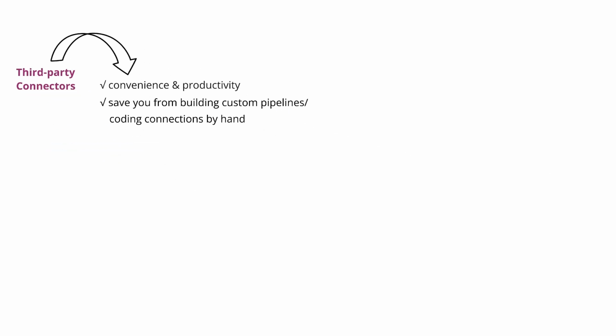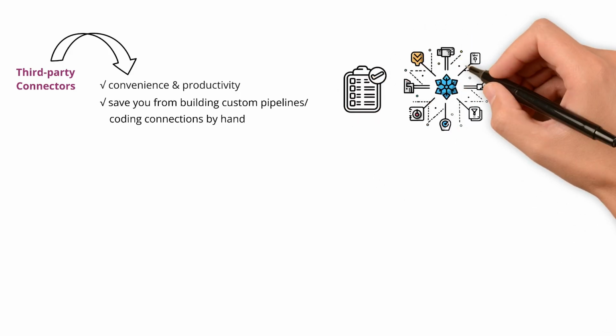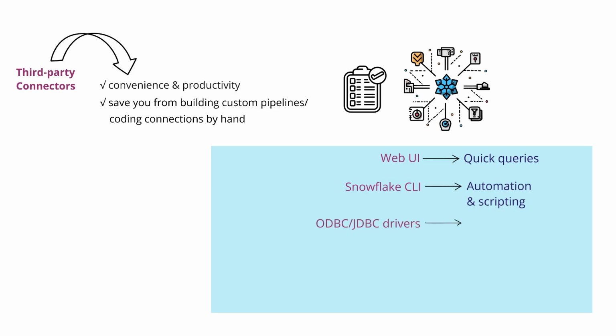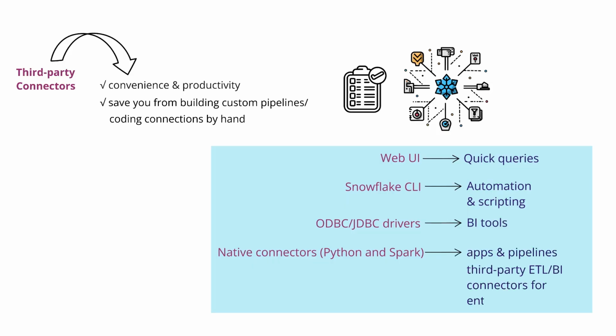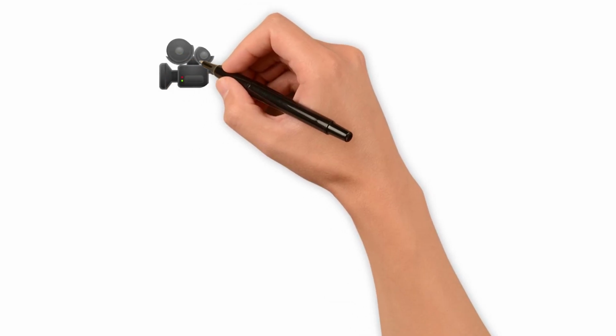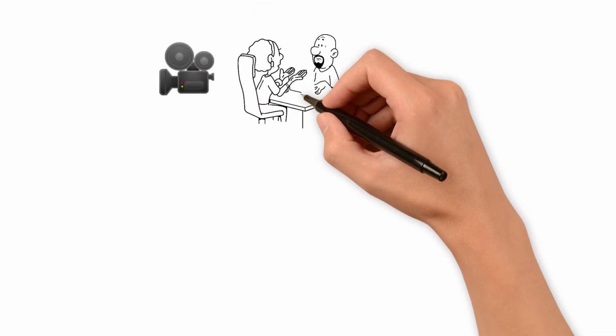So to recap, Snowflake offers multiple ways to connect. Web UI for quick queries, Snowflake CLI for automation and scripting, ODBC and JDBC drivers for BI tools, native connectors like Python and Spark for apps and pipelines, and third-party ETL or BI connectors for enterprise workflows. So you can see exactly how to use each in real projects.